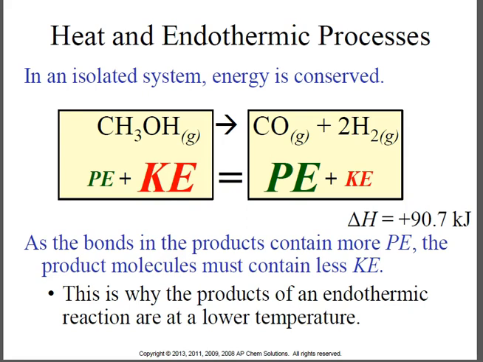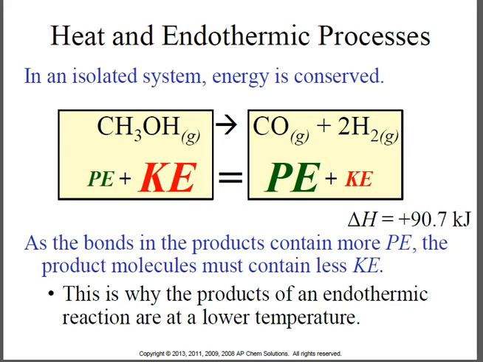Right. If we talk about an isolated system, then energy is conserved. So again, back to our law of conservation of energy. It cannot be created or destroyed. So in a chemical system, which would be like a chemical reaction that we're looking at here, we can have kinetic energy and potential energy. If one of them goes down, the other one has to go up. Or if one of them goes up, the other has to go down.